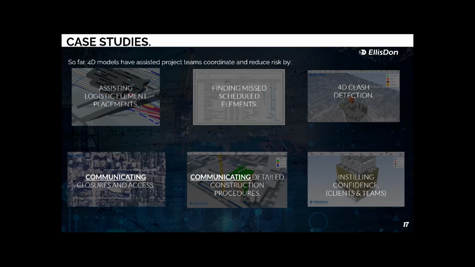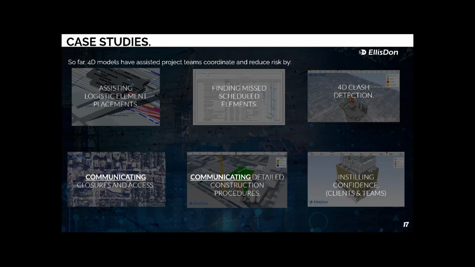So far, 4D models have assisted project teams coordinate and reduce risk by doing certain things. So, assisting logistic element placement. We can ensure that logistic elements that are placed won't conflict with additional things that come up later down the line. That includes if you have multiple stage construction and you're planning on installing cranes, we want to make sure that those cranes aren't interfering with other objects in the area.